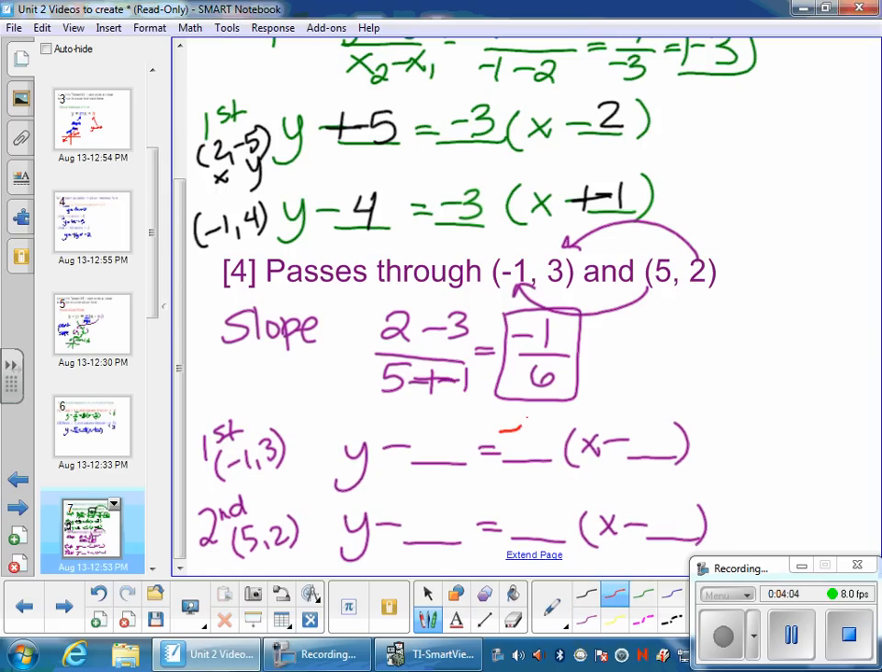So slope is going to stay -1/6 for both of them. The only difference is I'm changing my x1 and my y1. So that's my x, that's my y. Y's go with y's, so 3's go there. -1 goes there. 2 negatives turn into a positive. 2 is my y coordinate, 5 is my x. And they're both going to stay minus because neither of the points are negative. All right, good.